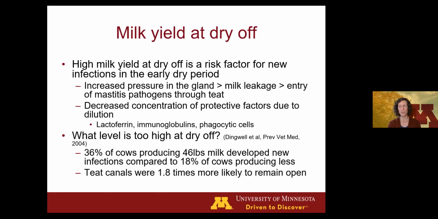I did another little literature search this morning and found a few papers that tried to look at this from a couple different angles. In this one study, they found that 36% of cows who were producing 46 or more pounds of milk at dry off had developed new infections, compared to just 18% of cows who were producing less than 46 pounds of milk. And I would say that coincides with a lot of the practical recommendations I've heard around this 50-pound benchmark. If cows are being dried off above 50 pounds of milk production, that's probably a significant risk, and we may need to take steps to reduce that risk for those cows.